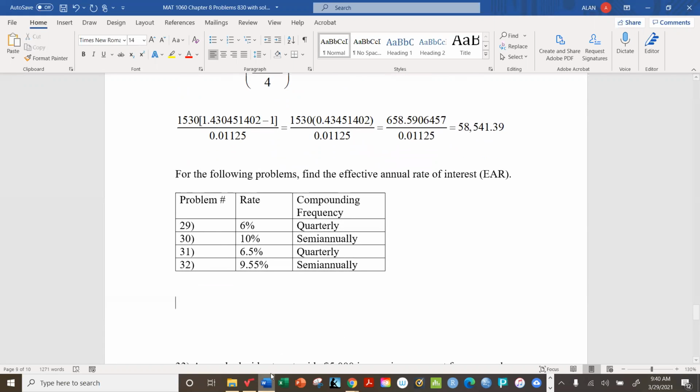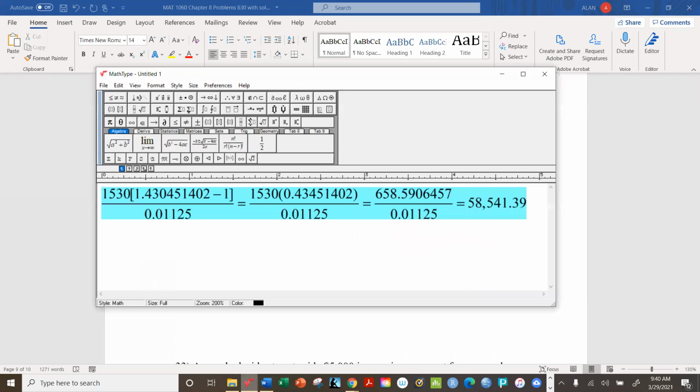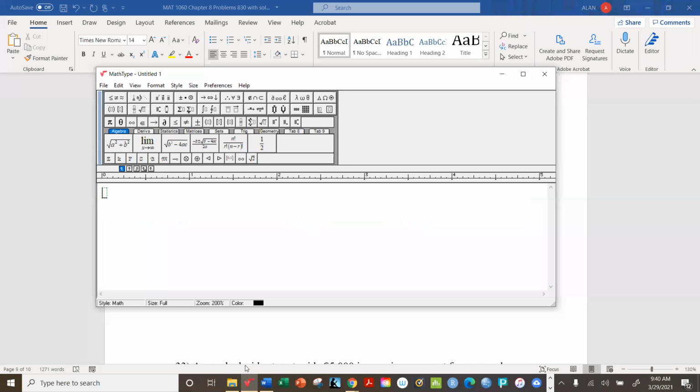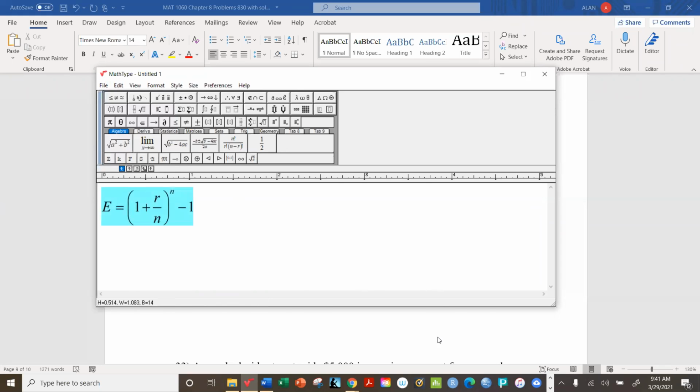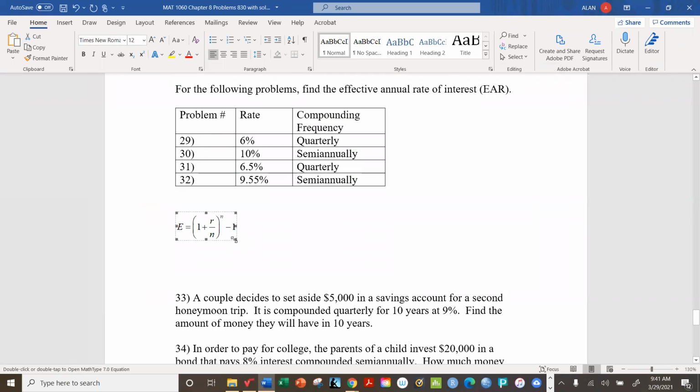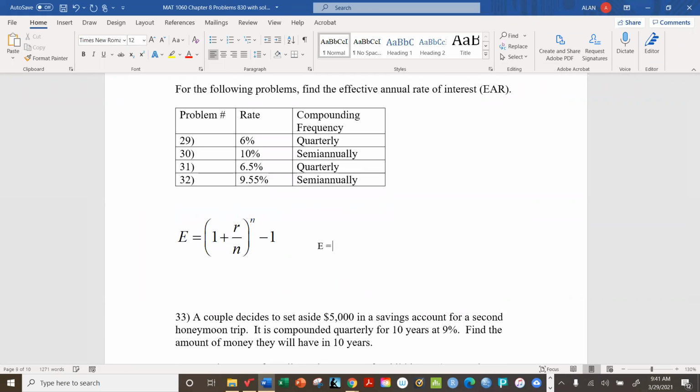So the EAR, let's type that in there. In this formula, we use E for EAR. And so we have 1 plus r over A raised to the nth power minus 1. All right, so remember how this works. E is EAR, r is APR, lowercase r is APR, and n is compounding frequency.